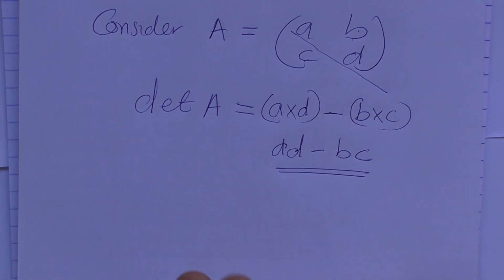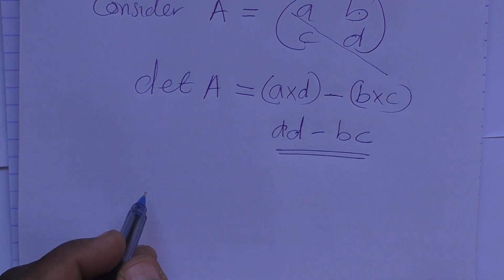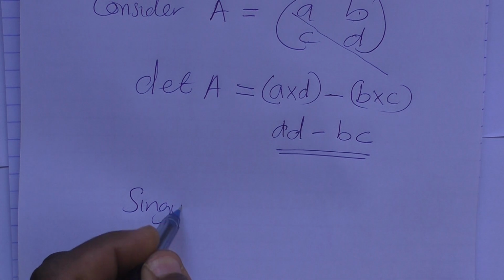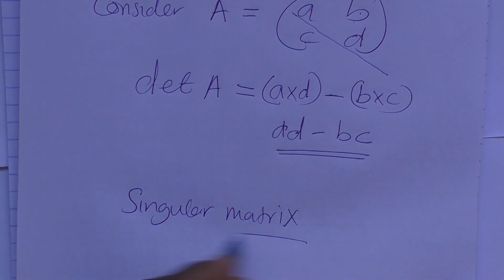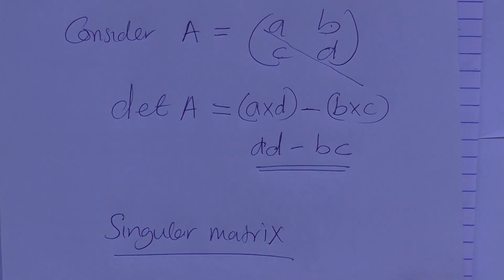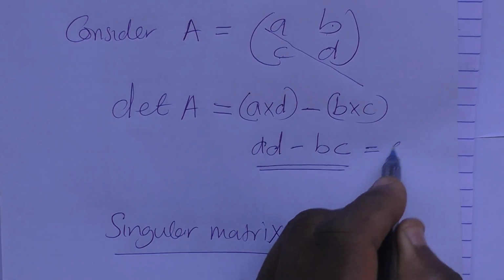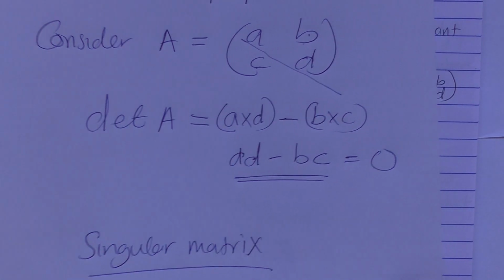Now, for a matrix to be singular, its determinant equals 0. For a matrix to be called singular, its determinant should equal 0. Meaning that if A is a singular matrix, then this determinant is equal to 0. That's what we call a singular matrix.